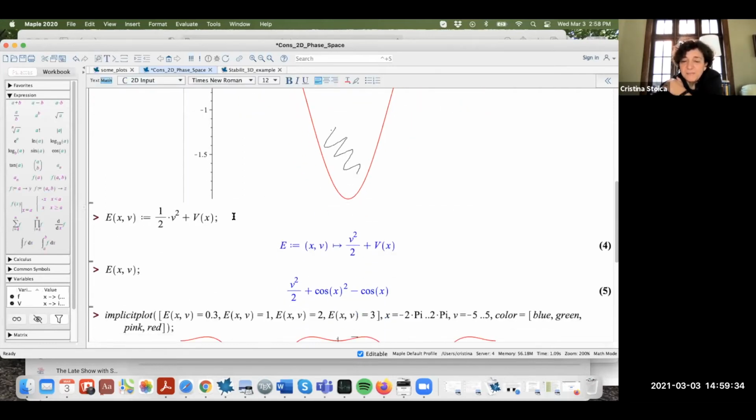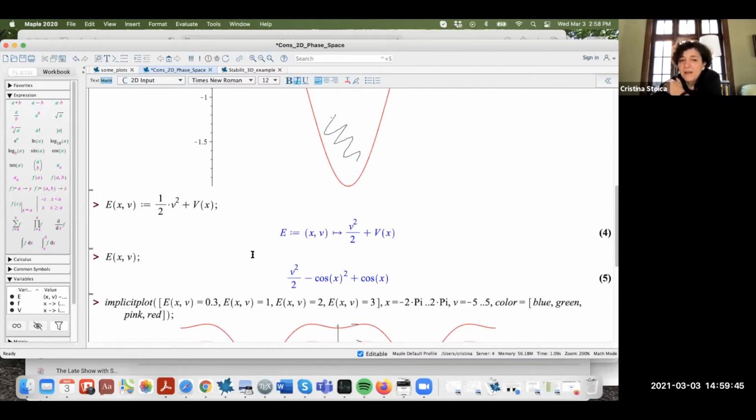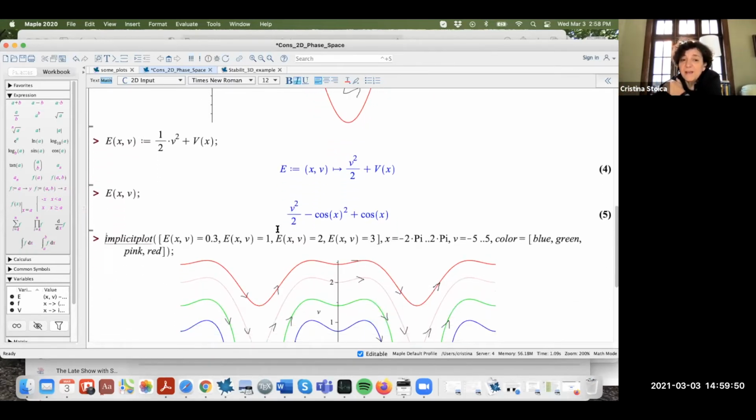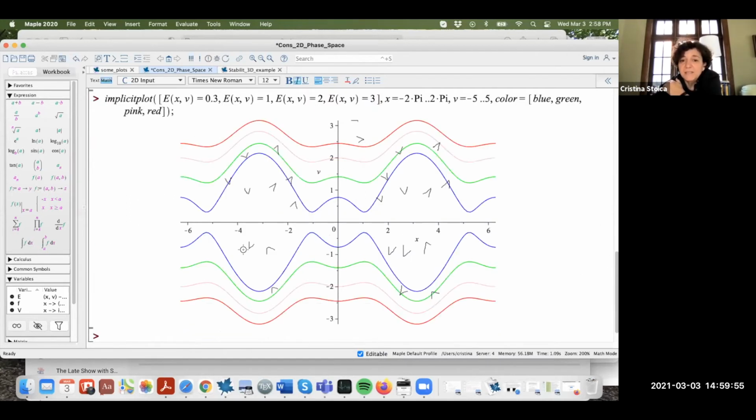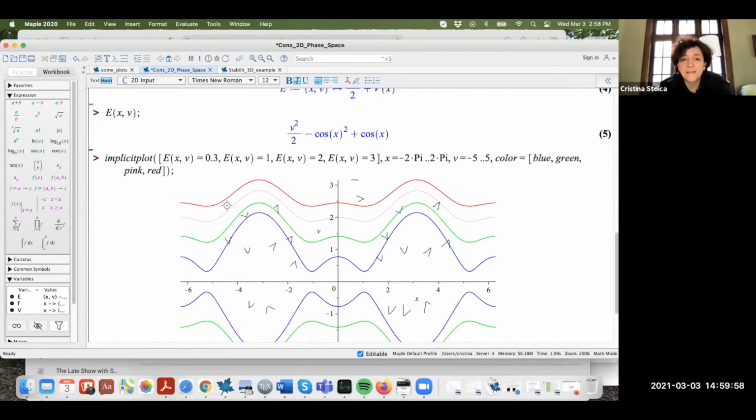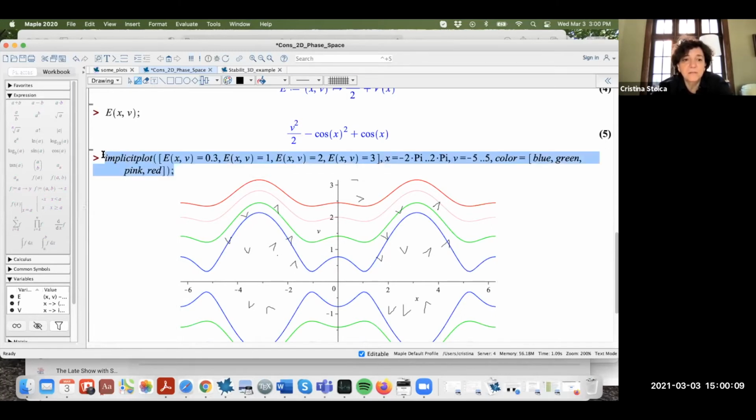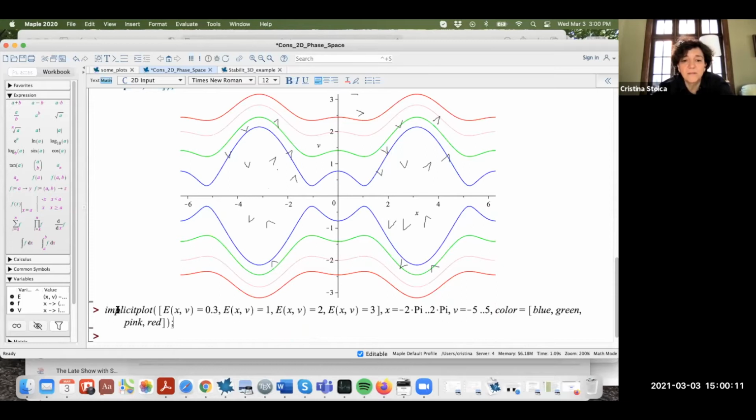So the phase space is essentially given by the level sets of the conserved energy function, right? So here it is, that's how it looks. Now if I want to see the phase space, what I have to do is plot level sets of this function. So that's what I did. Let's just redo it down there and discuss it together.